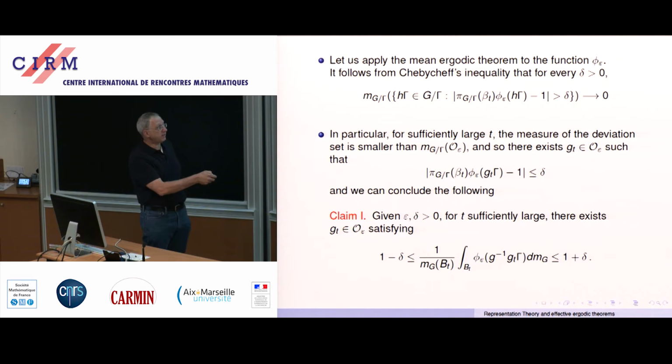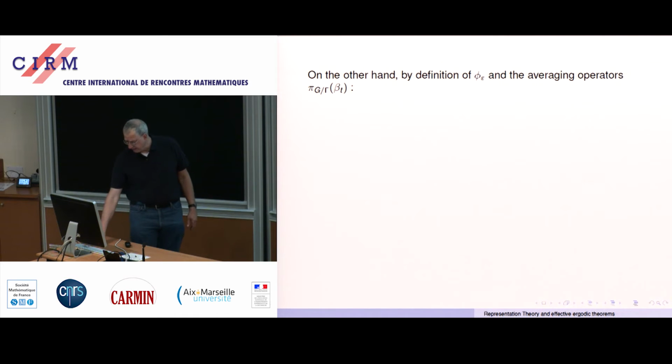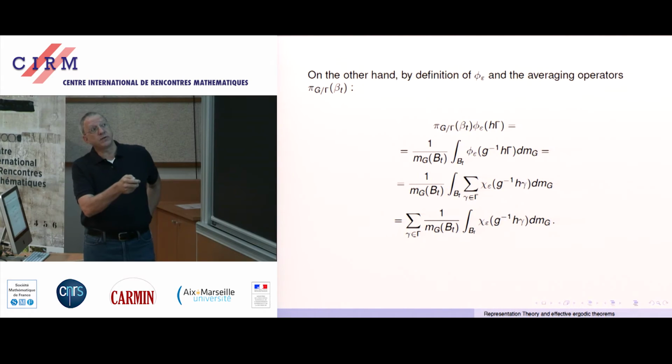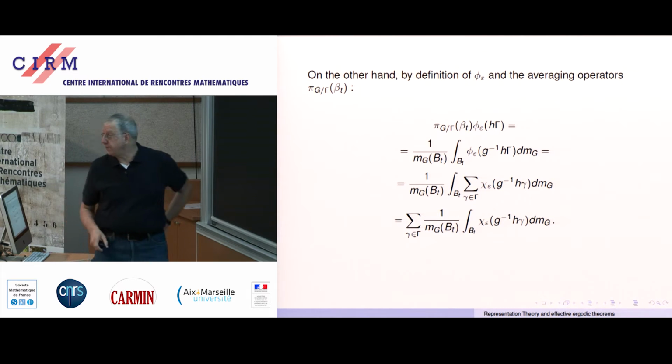The way we understand this expression is that we remember that phi is a certain sum. So we change the order of summation and integration. By definition of the averaging operators, pi g mod gamma, it's the average of the translates of phi epsilon. Phi epsilon is a certain sum over translates. So I change the order of summation, and I have the sum over gamma of 1 over mgbt of chi epsilon g inverse h gamma, and g ranges over bt.